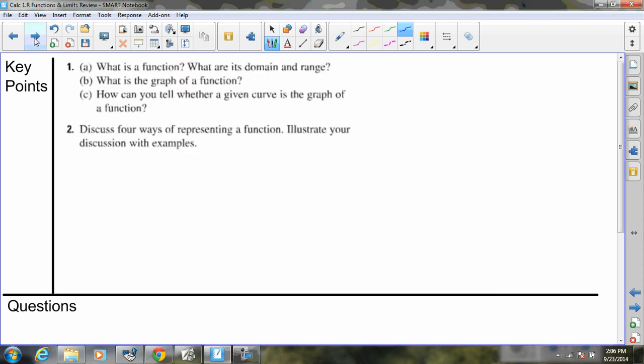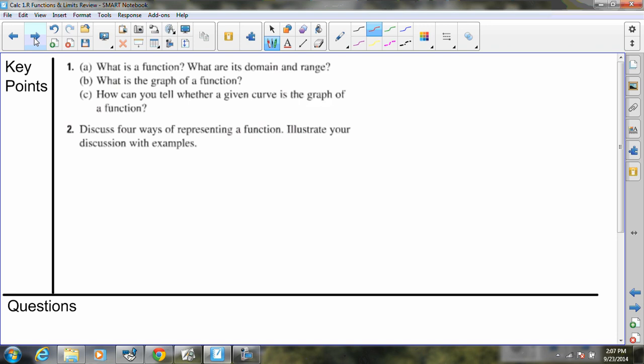Our first question, what is a function? Well, a function is a rule that assigns one value of the input to exactly one value of the output. Domain are all the x values, typically the input values, and typically we would use the y values, the output, to discuss the range. The graph of a function for question 1, part B, is a picture representation of the function. It is the set of all points, all the xy pairs that will satisfy the rule.